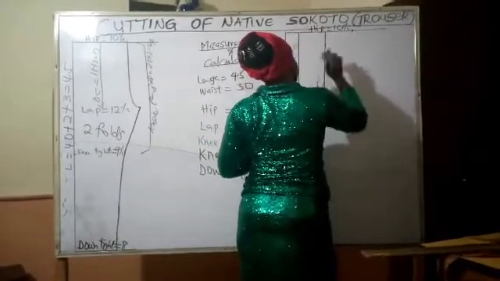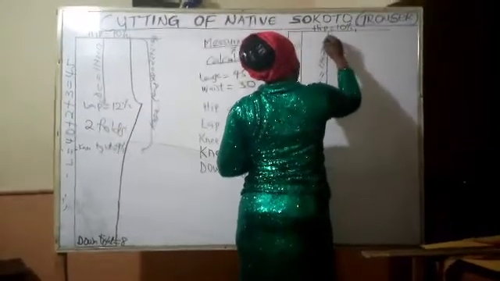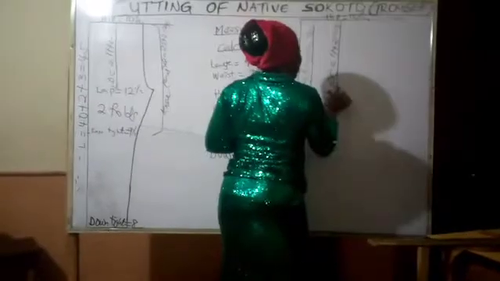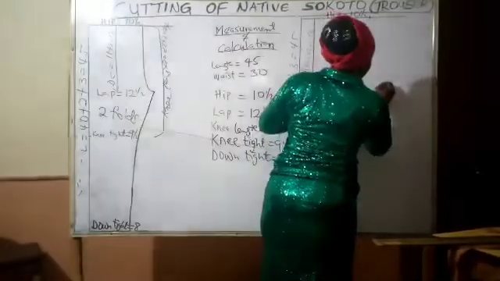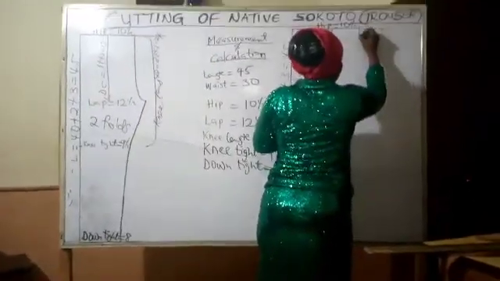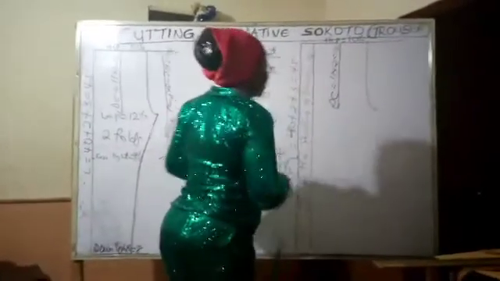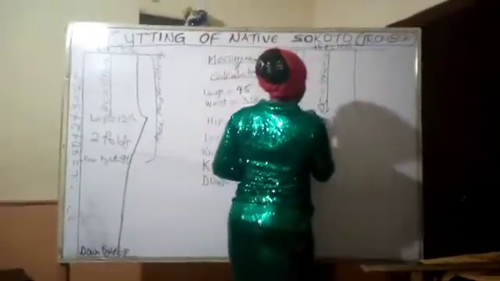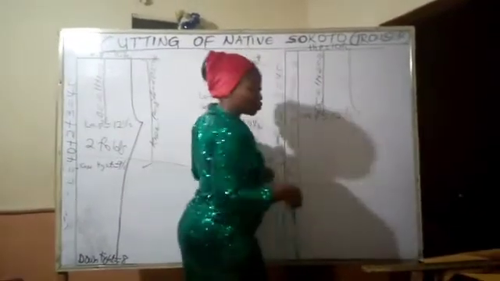DC, or crotch length, or distance calculation, is equal to 11 plus 2. That is equal to 13. So this is where to measure the lap. We are going to measure our lap measurement. The lap is 12.5. Then from up, make sure you cuff it very well. So we have lap is equal to 12.5.